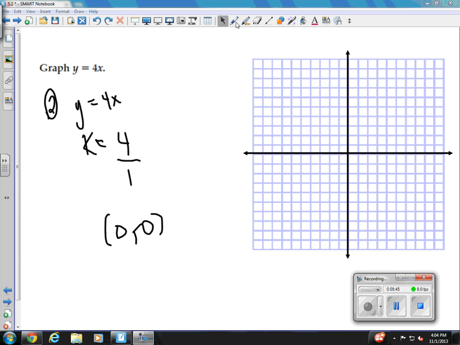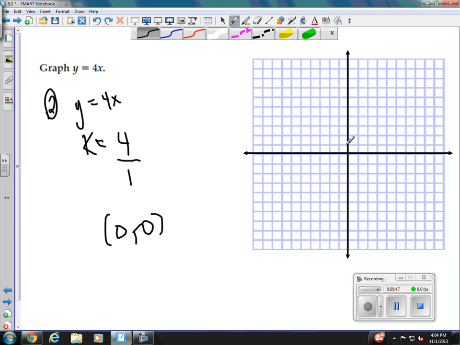So to make yourself a coordinate plane, you can go 5 in every direction if you want to. That way you have enough room. Don't forget to label your axes. X is the one that runs left and right. Y runs up and down. So we plot our point first. Plot the point first, so 0, 0. And then my slope is 4 over 1, so it's positive.